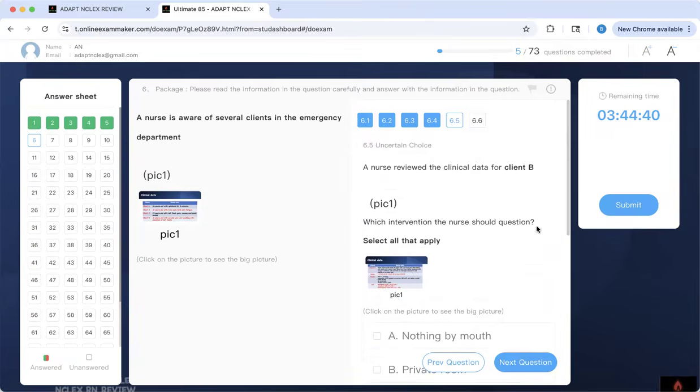Which intervention should the nurse question? That means I've got a question. On which patient? Client B. Like I told you, be careful when you're going through these multiple patients. It will confuse you. Don't fall for it. Pay attention to the instruction and read what is being given.